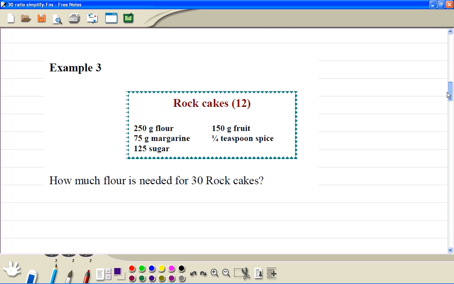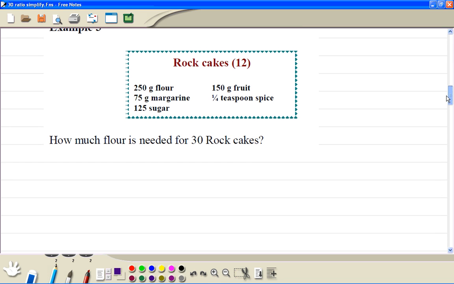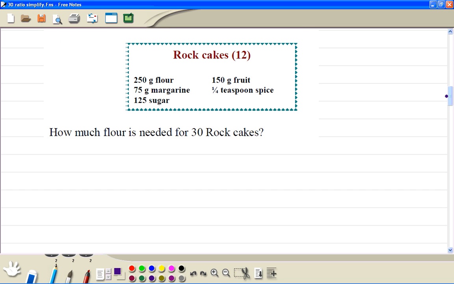And let's do example 3. Now if you're using a non-calculator method, so we just, 12 cakes, we need 250 grams. So if you make another 12, so we need 250 more. And then for 6, we would need half of it, which is 125 grams.